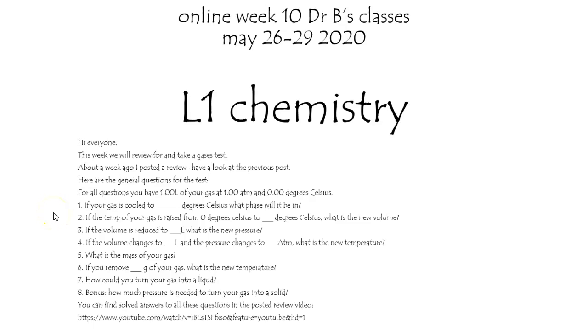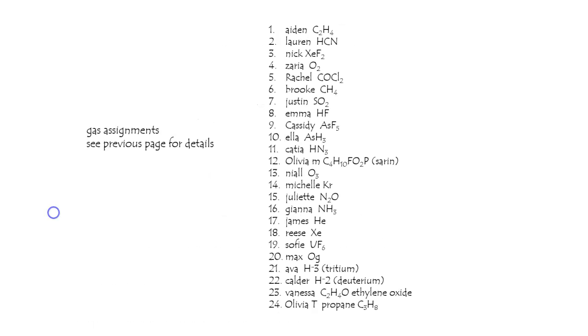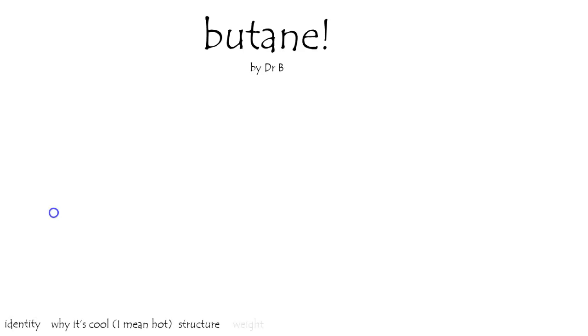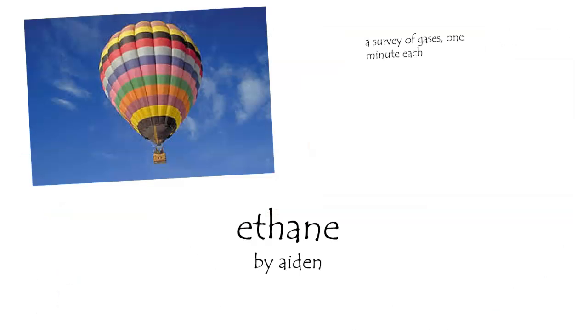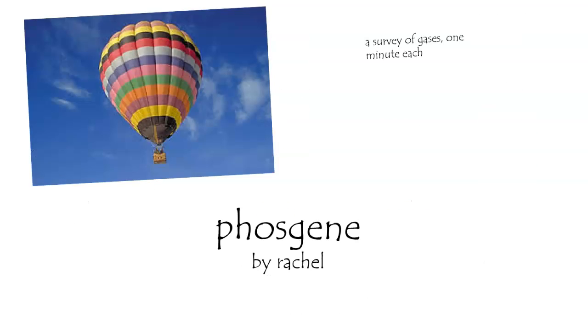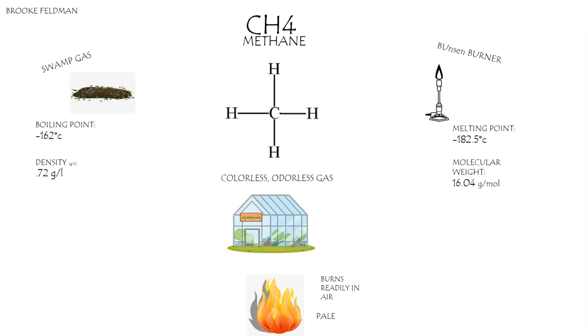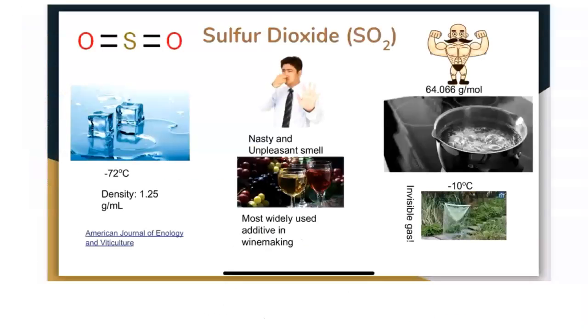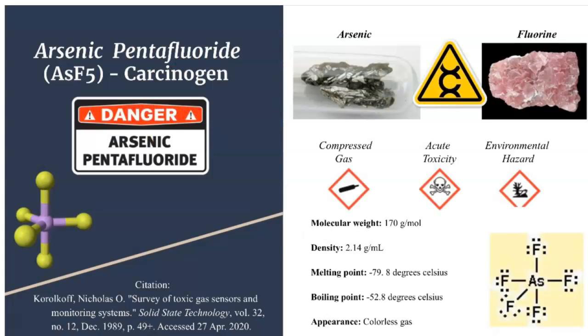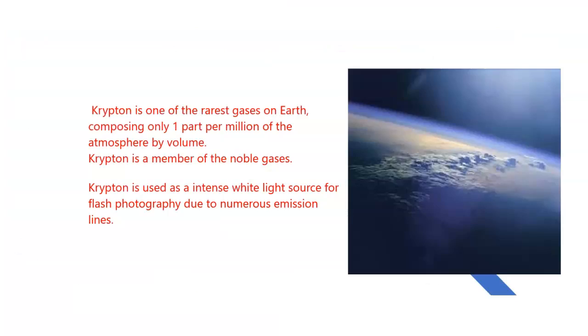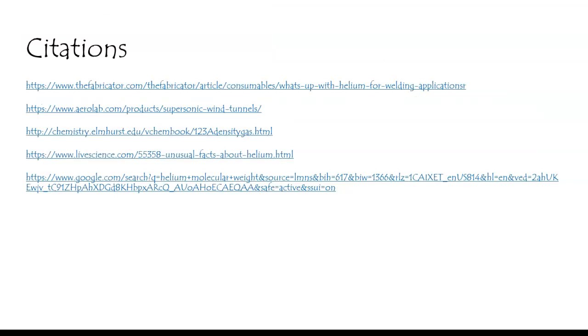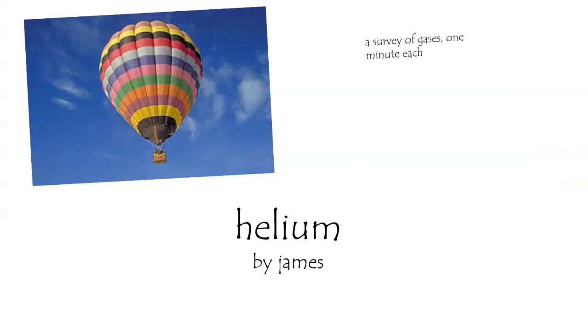Okay, everybody, that's the plan for this week. Don't forget, it'll apply to your own gases. I'm just going to page through some of these here. Here were all of your wonderful gases. Right, so here's the students. Rachel had phosgene, Brooke had methane, Justin had smelly sulfur dioxide. Yikes, krypton was somebody, Gianna there, and there you go.